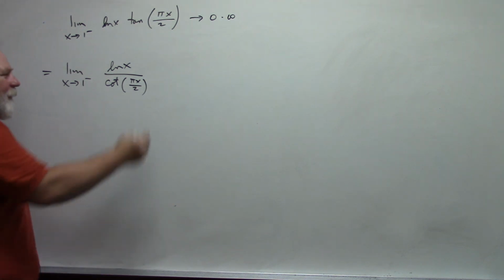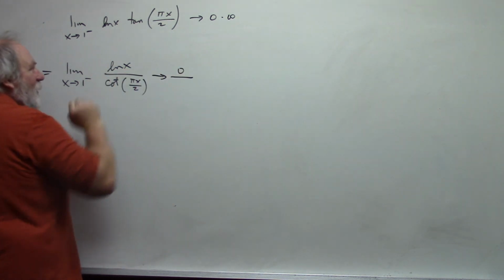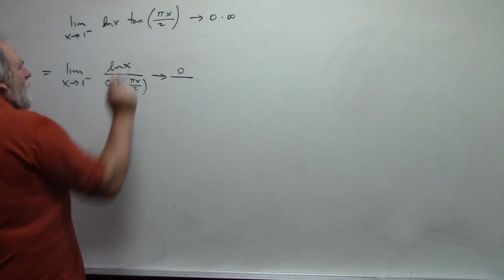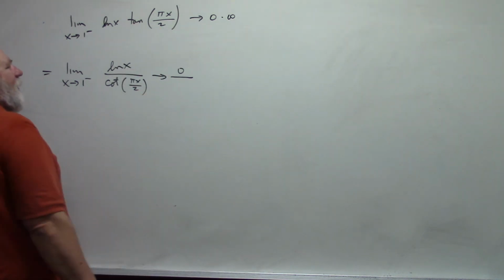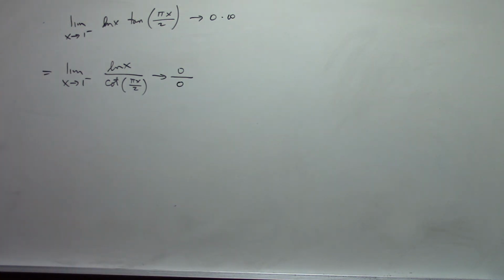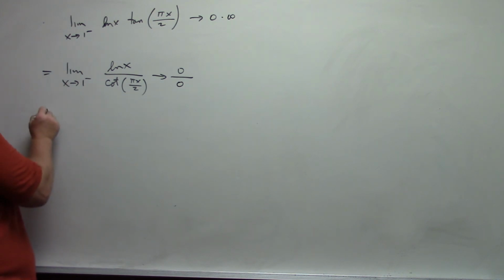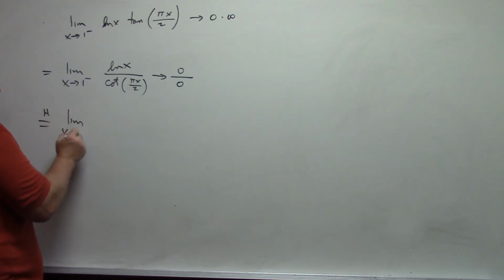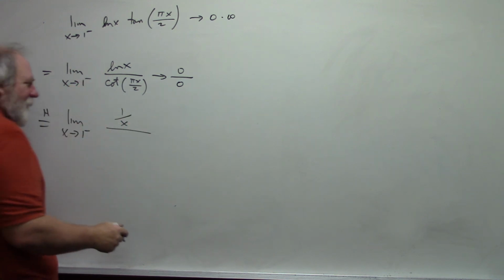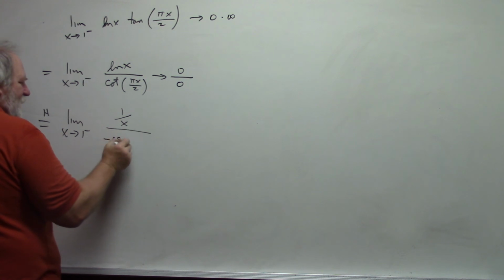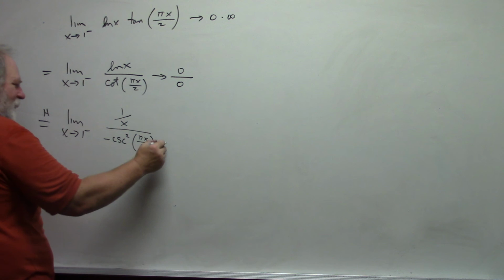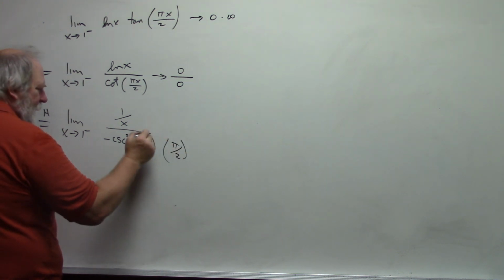And now the natural log was approaching 0. It still is approaching 0. Tangent was approaching infinity, so 1 over that is approaching 0. I can now use L'Hopital. Take the derivative. The derivative of cotangent is negative cosecant squared of what's on the inside times the derivative of the inside. Chain rule.